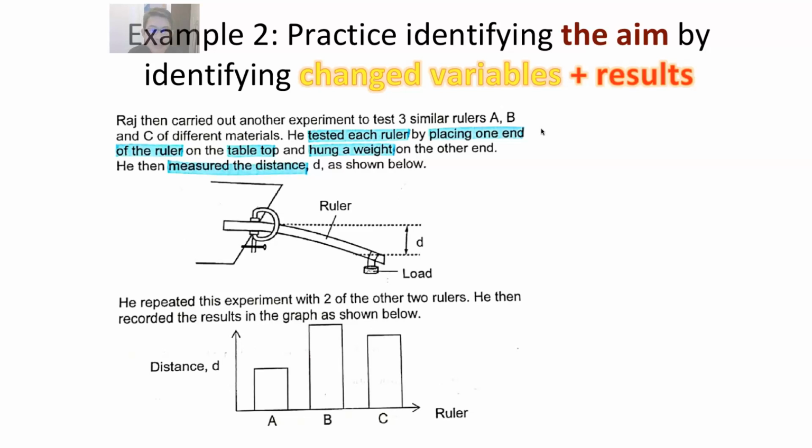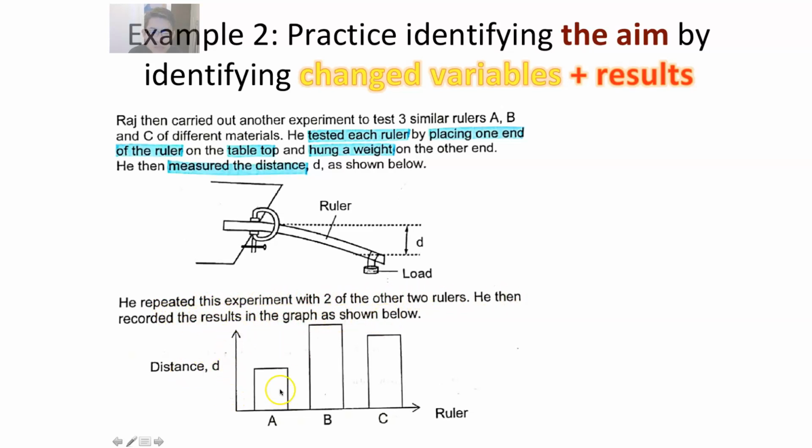Okay. Raj then carried out another experiment to test three similar rulers A, B, and C of different materials. He tested each ruler by placing one end of the ruler on the tabletop and hung a weight on the other end. He then measured the distance D as shown below. Alright, he repeated this experiment with two of the other rulers. He then recorded the results in the graph as shown below.